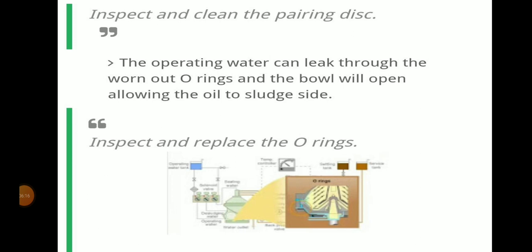Operating water can leak through the worn out O-ring, and the bowl will open, allowing the oil to go to the sludge side. If the O-ring is worn out, operating water can leak through it. Inspect and replace the O-ring. So we have to inspect and replace the O-ring.